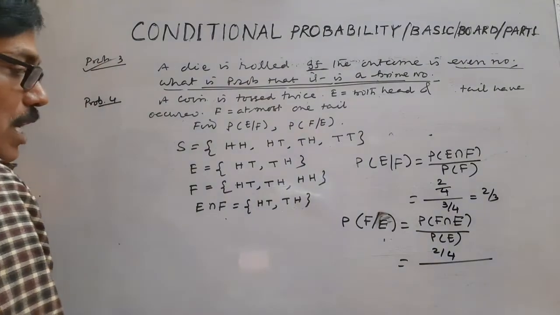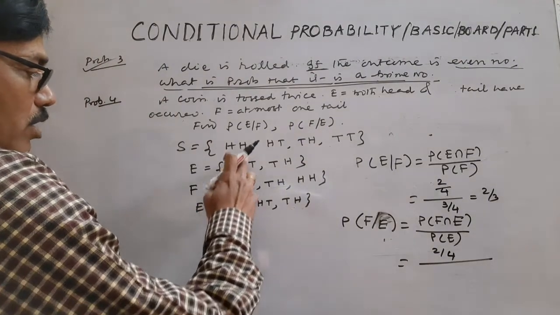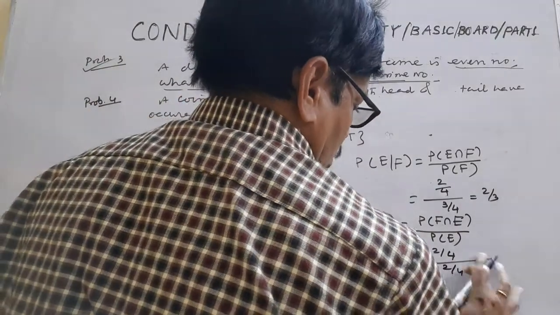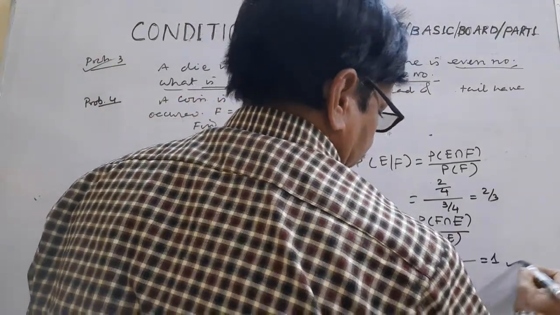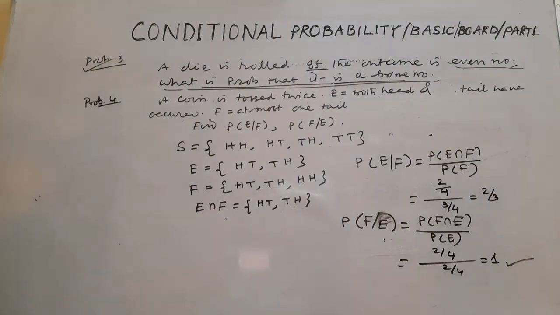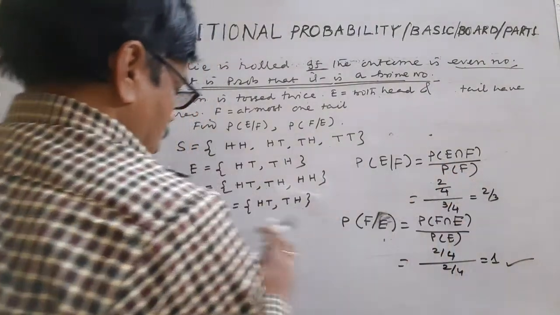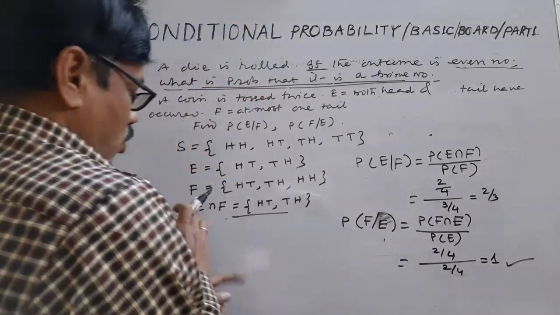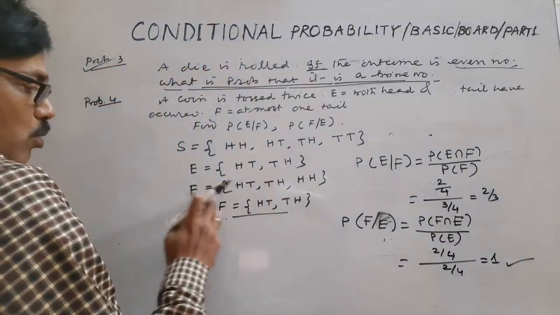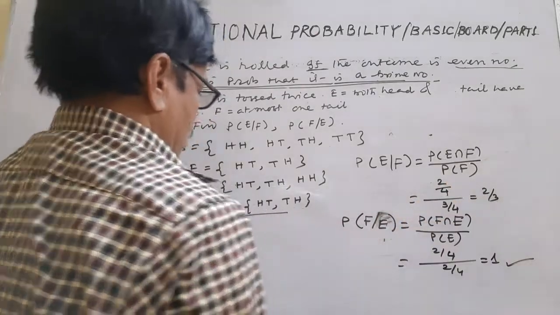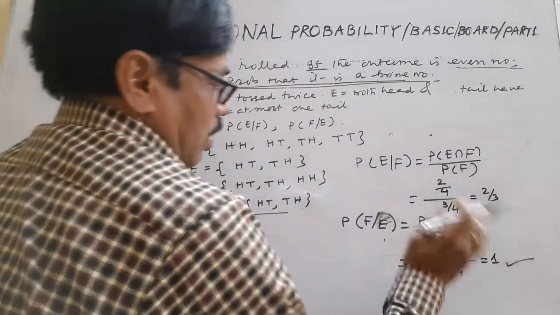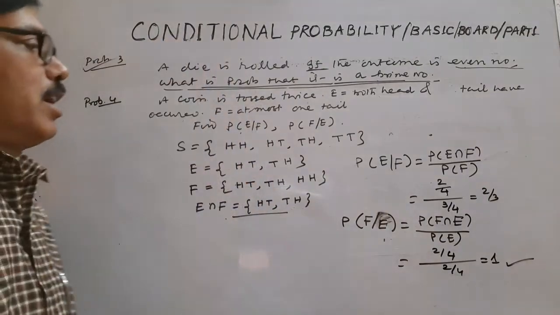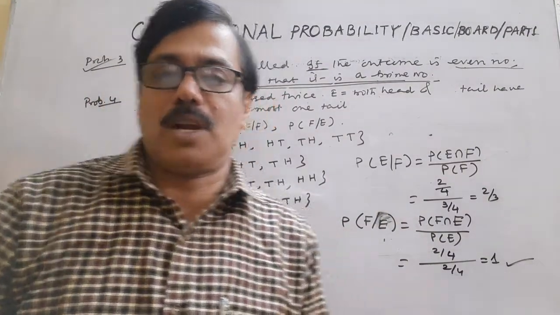And what is P(E)? E is 1 and 2, so 2 favorable cases, 2 by 4. So this is 1. The common element is 2, this is also 2 by 4. F is 1, 2, 3, so 3 by 4, and this is for E 2 by 4. So we are getting P(E by F) and P(F by E).